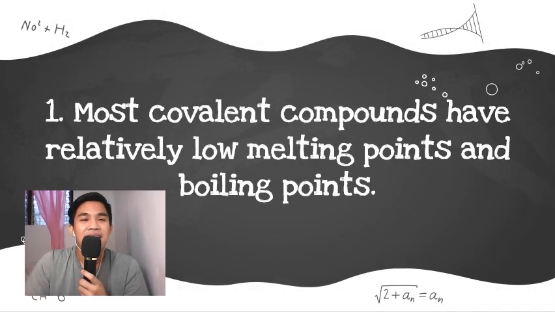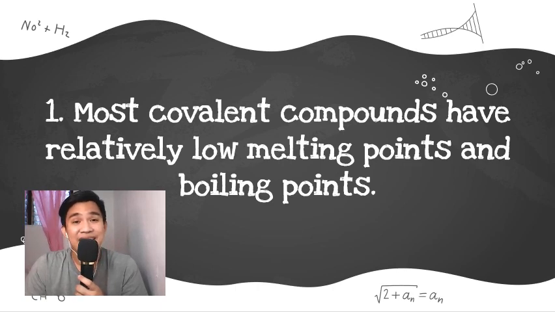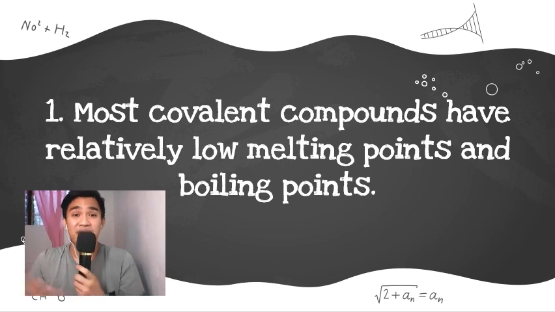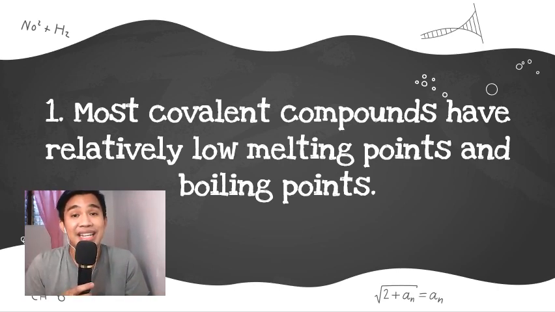Number one, most covalent compounds have relatively low melting points and boiling points, while the ions in an ionic compound are strongly attracted to each other. Covalent bonds create molecules that can separate from each other when a lower amount of energy is added to them. So therefore, molecular compounds usually have low melting and boiling points.